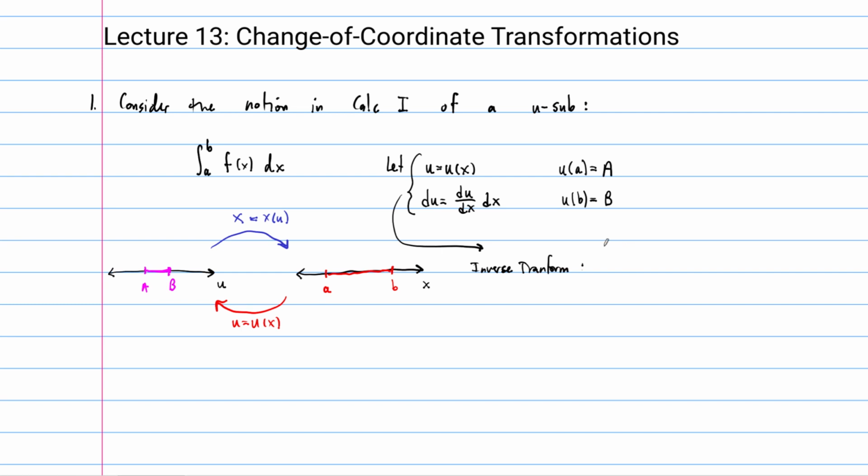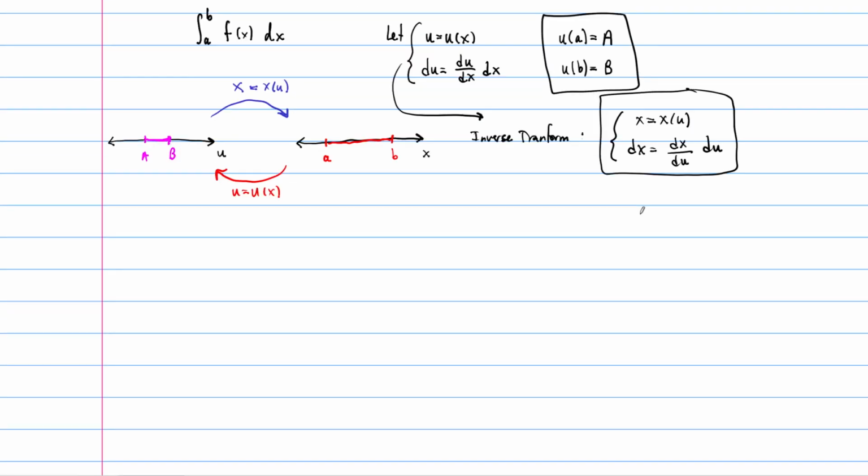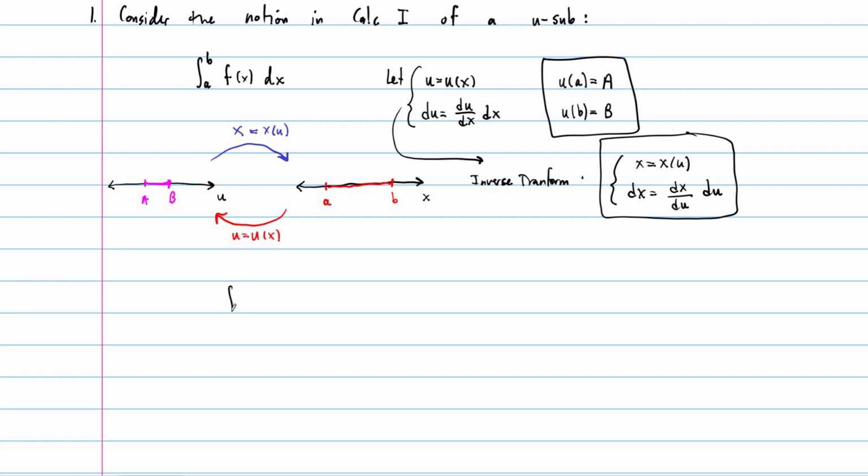The inverse transformation is going to be the following. It's going to be exactly what I wrote here. So x is going to be equal to x of u, and then we just straight substitute that in. And on the other hand, dx is going to be now equal to, it just flips, dx by du times du. And so when we plug these into our integral, along with these boundaries, this is actually what we want here.